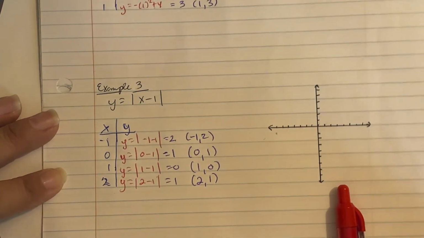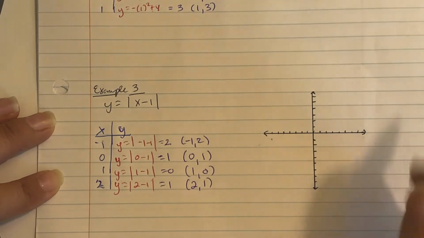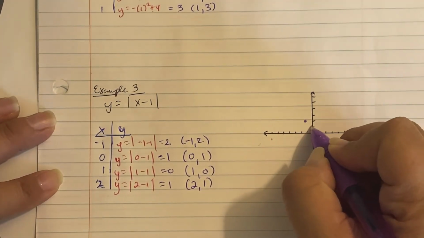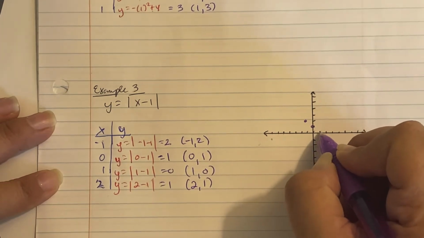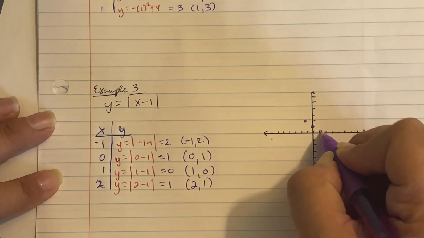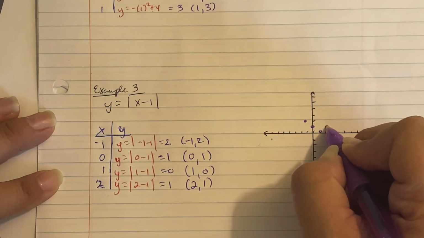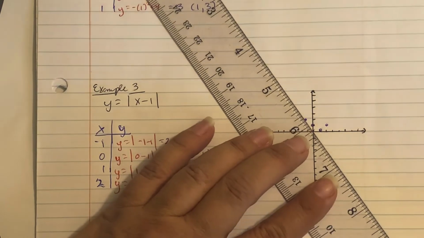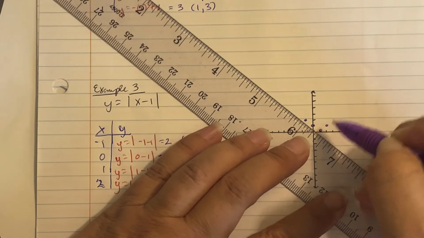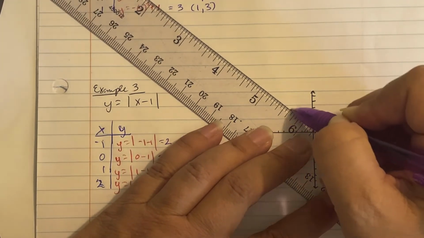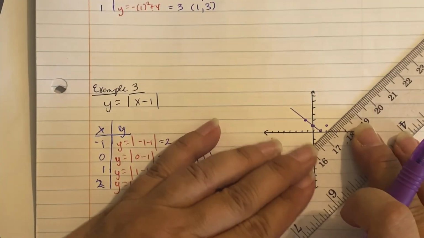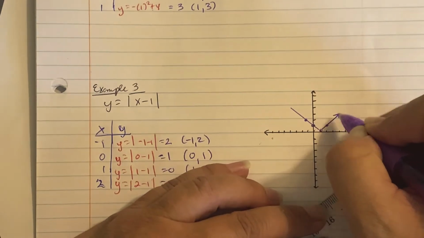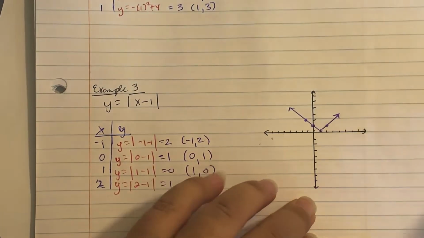And then we plot our points. So we have negative 1, 2, 0, 1, 1, 0, 2, 1. And then we sketch our graph line in. So we can see that this 1, 0 happens to be where the peak of our graph is at. And our graph is opening up. So make sure you put arrows to extend the values.